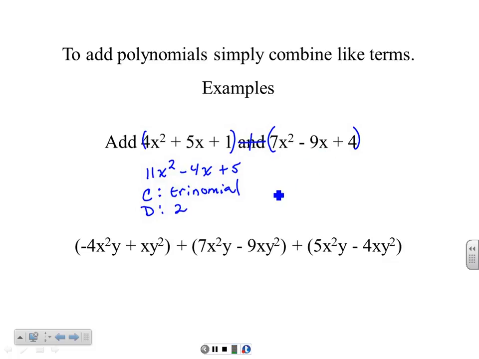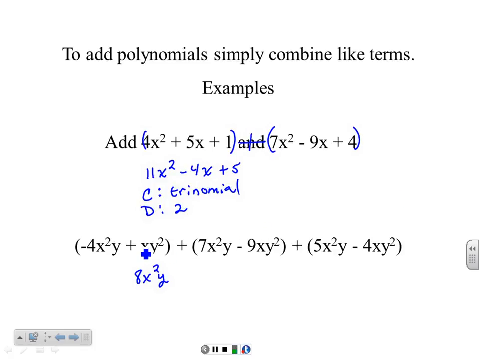Okay, so down here we have 3 binomials that we need to add together. To add these binomials together, we're going to find the like terms in each group. I'm going to start with this one. I have negative 4x squared y. So I'm going to look for all of the x squared y's in each group. I have negative 4x squared y, 7x squared y, and 5x squared y, which is going to give me a total of 8x squared y.